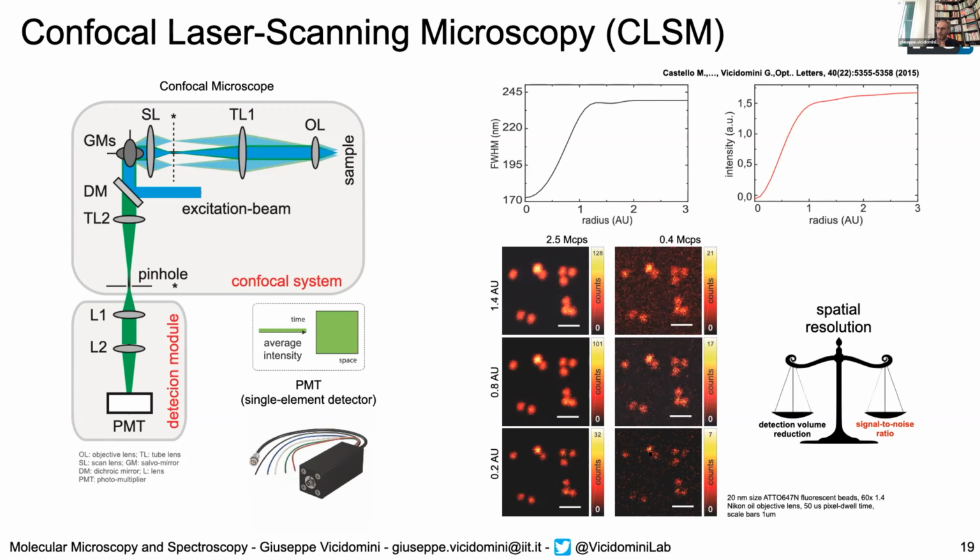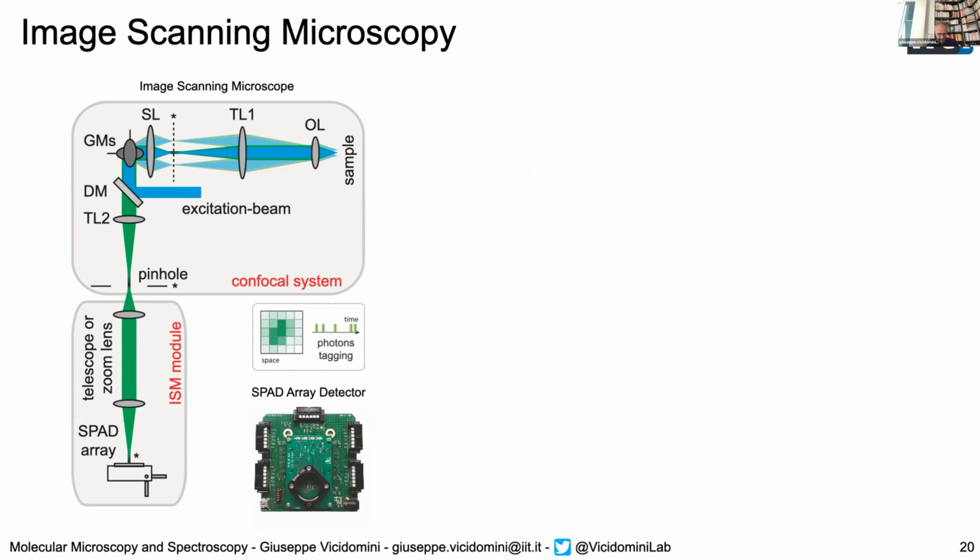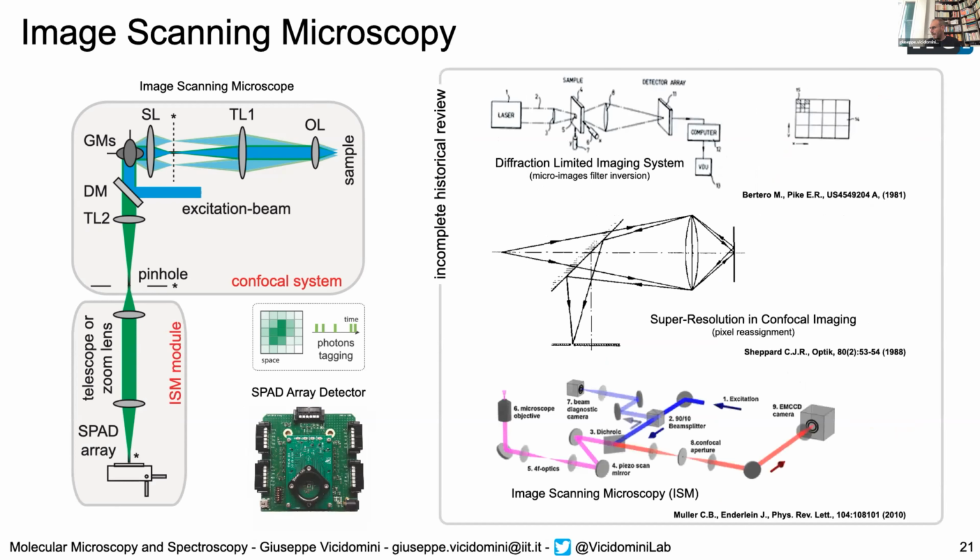So what I'm going to show you is that by using the SPAD array detector, the single photon avalanche diode array detector that I described before, you can solve this limitation. And in particular, I want to show you how we can implement the concept of image scanning microscopy.